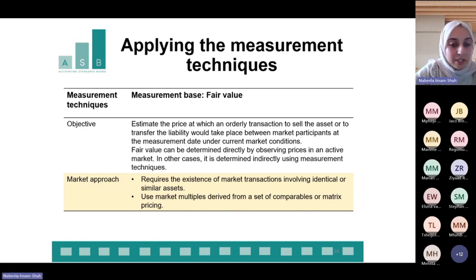Looking at market approach and how to apply that when using the fair value measurement basis. Market approach requires the existence of market transactions involving identical or similar assets. It also uses market multiples derived from a set of comparables or matrix pricing.